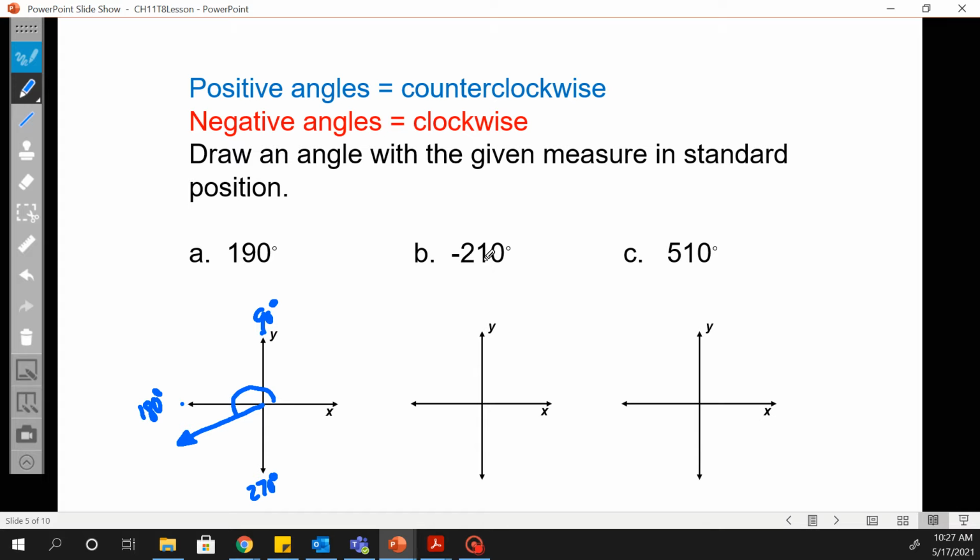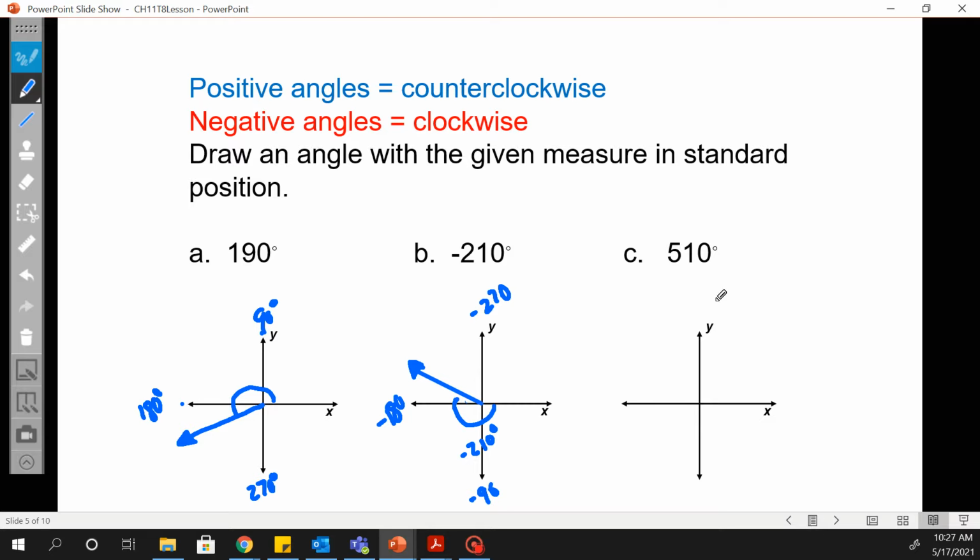Negative 210 degrees. Okay, well then I'm rotating in the opposite direction. So this would be negative 90, negative 180, and negative 270. So negative 210 degrees would be right here. So this right here would be negative 210 degrees.